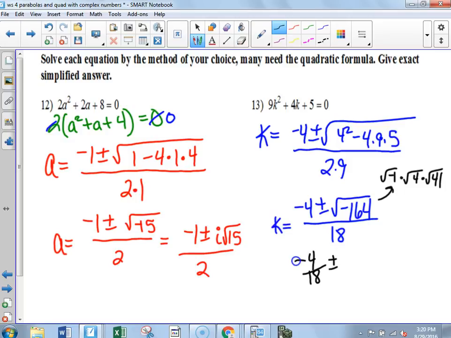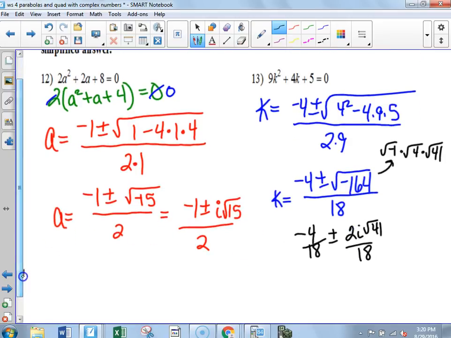You do not have to separate it, but you have to reduce it correctly. How does it reduce, guys? 2/9. Back here, what do we get? Yep, you have to divide that 2 into the 18, so you get this. Or -2 plus or minus i square roots of 41 over 9.